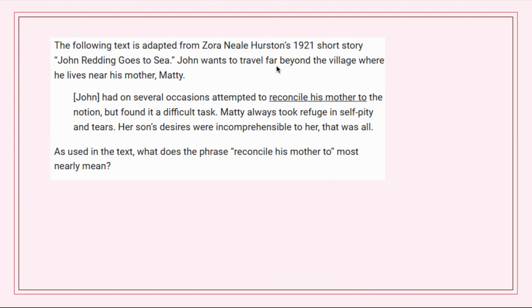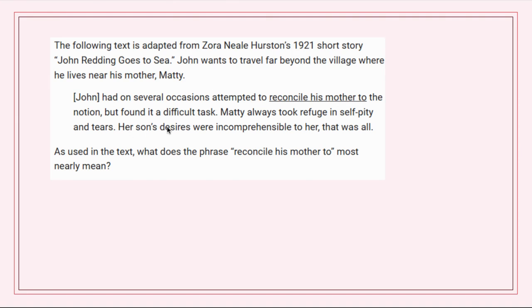John had on several occasions attempted to reconcile his mother to the notion, but found it a difficult task. Maddie always took refuge in self-pity and tears. Her son's desires were incomprehensible to her. That was all. And we need to figure out what he means. What does it mean when he's trying to reconcile his mother to the notion? Okay, so using the context that he wants to travel far beyond his village, that probably means he wants to move away from his mother, right?